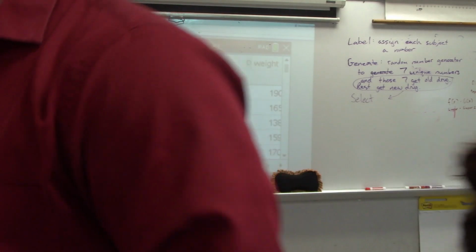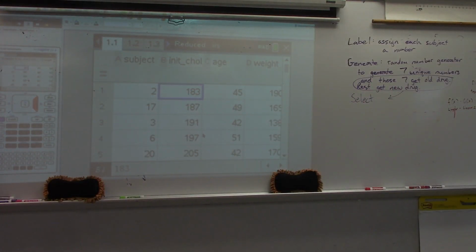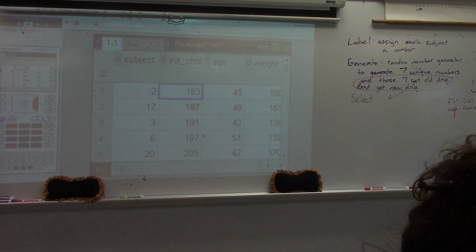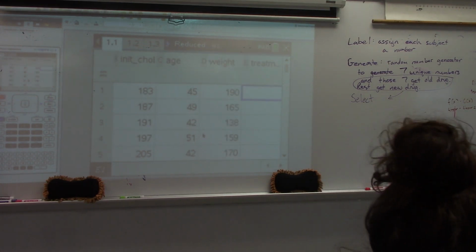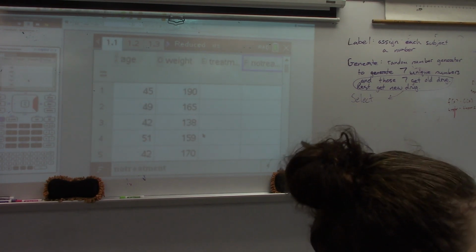Some people were finding out what their new cholesterol was. What do you mean total cholesterol? Add those numbers together. Okay. So here's what I need us to do. Subject 2, what was your subject 2? Did you get the new treatment or the old treatment?